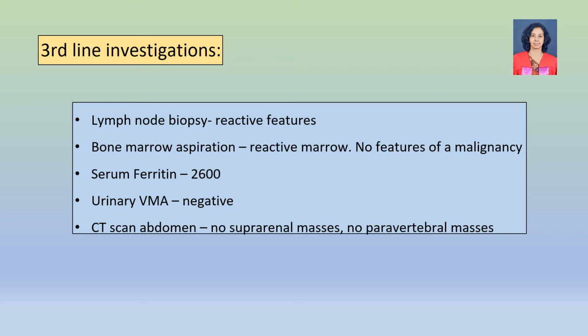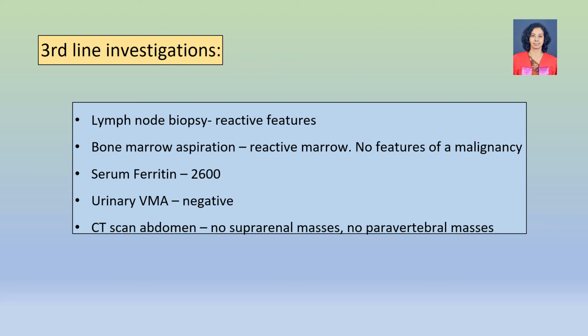We have also done a serum ferritin level. You all know it's an acute phase reactant as well as an inflammatory marker. So serum ferritin is elevated in this patient, indicating that there is a chronic inflammatory process. We have basically excluded the infective causes. So now a high ferritin level is suggestive of a chronic inflammatory process.